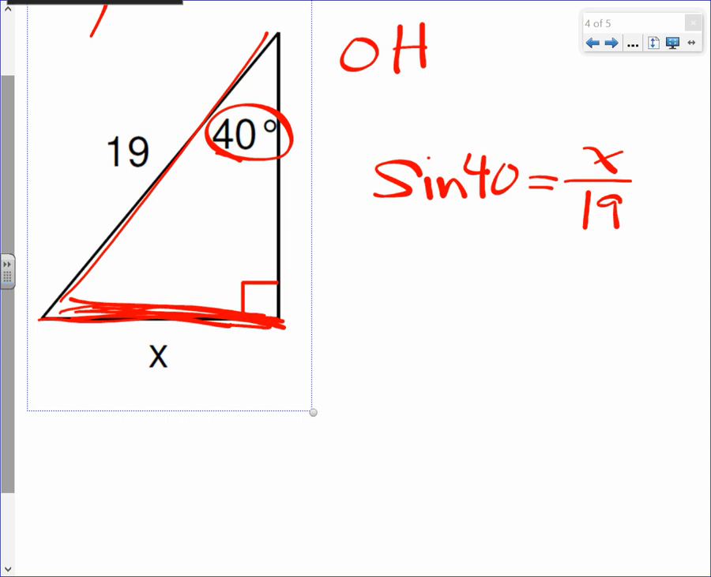You should start seeing the ease of this now. The hardest part is just figuring out sine, cosine, or tangent, which one you're going to use based on the sides they gave us. The rest is just getting x by itself. So let's get x by itself. We're going to multiply both sides by 19. That gets rid of the 19. X is alone. Beautiful. That's what we want.